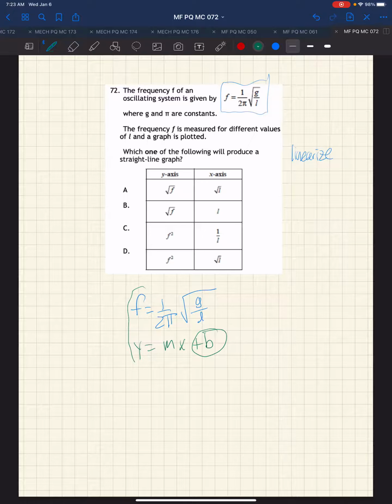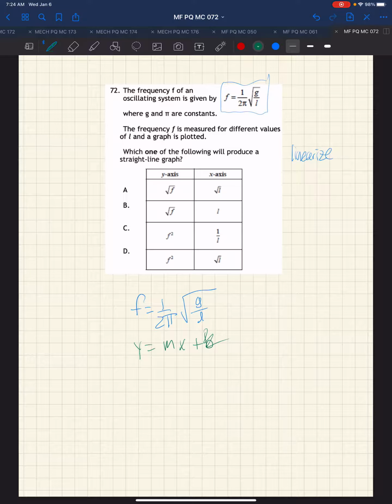So the first thing we could do is say that y is f. F is on the y-axis. And so if we look at the choices that are given to us, that isn't an option. We are only given the option of f squared or square root of f. So we said there's no y-intercept.